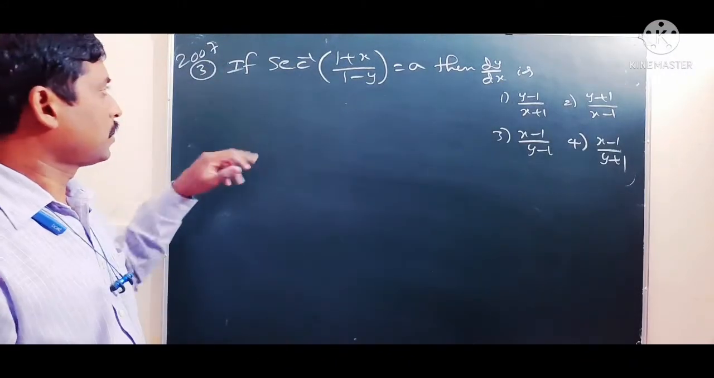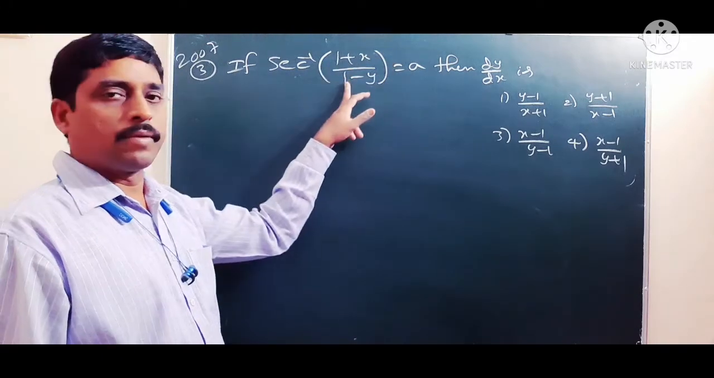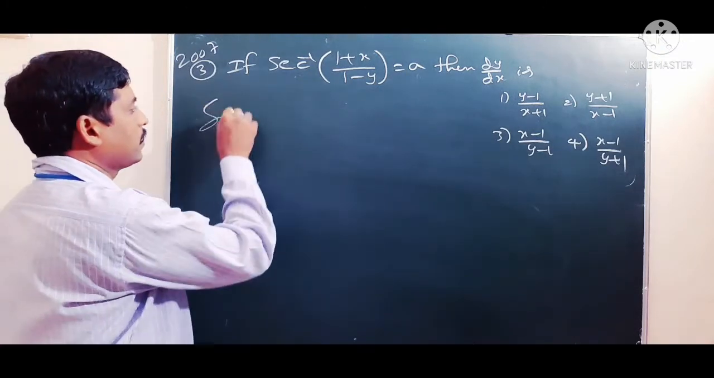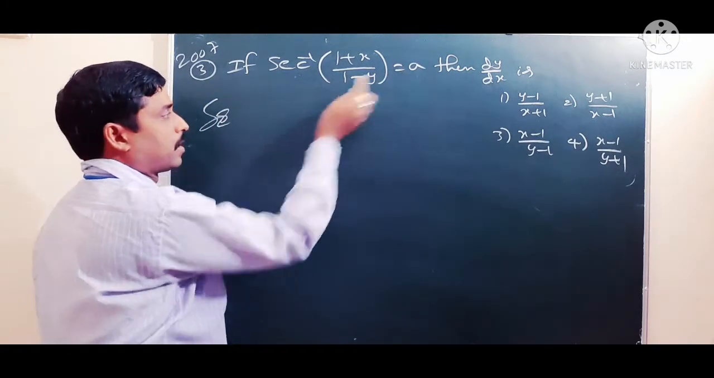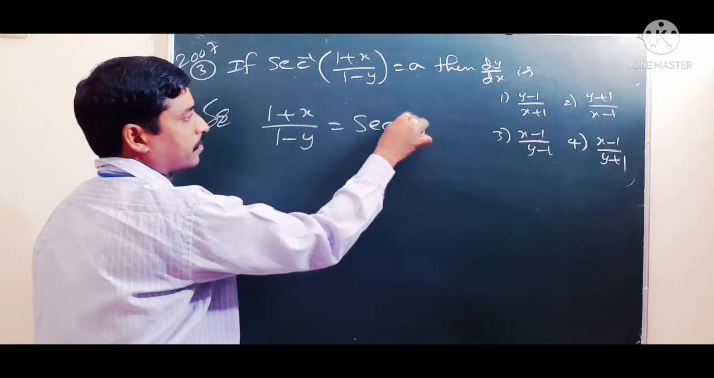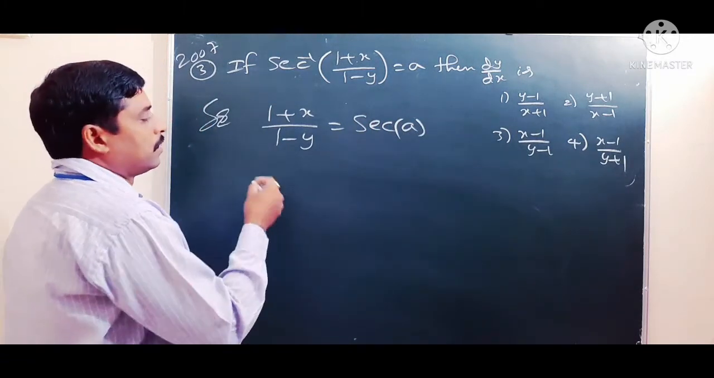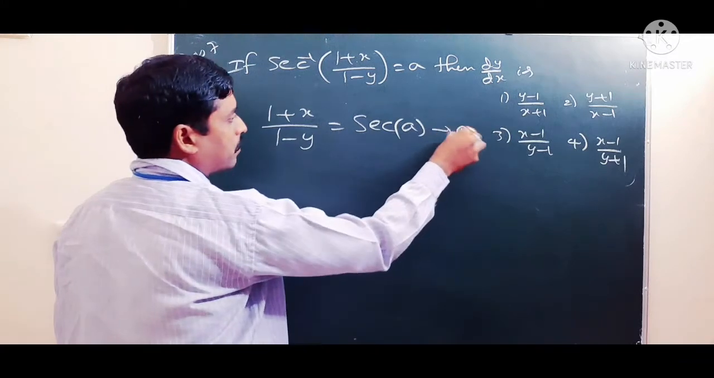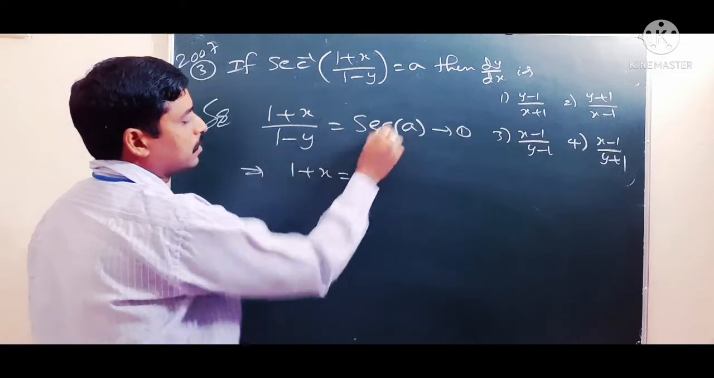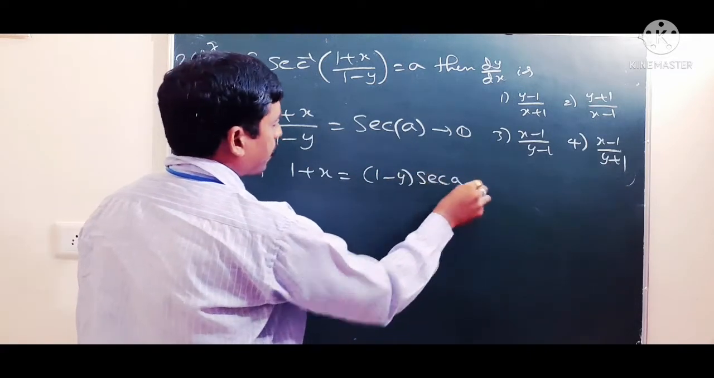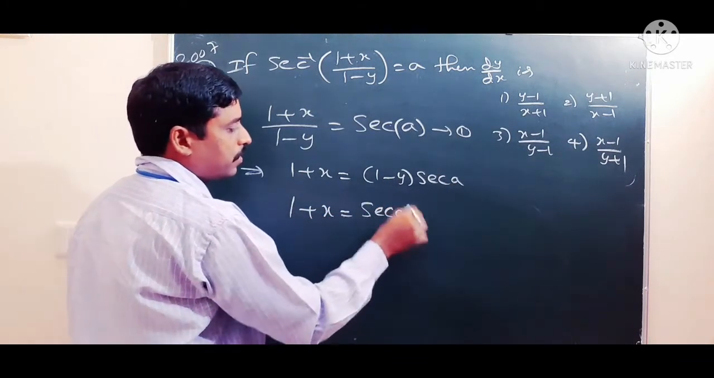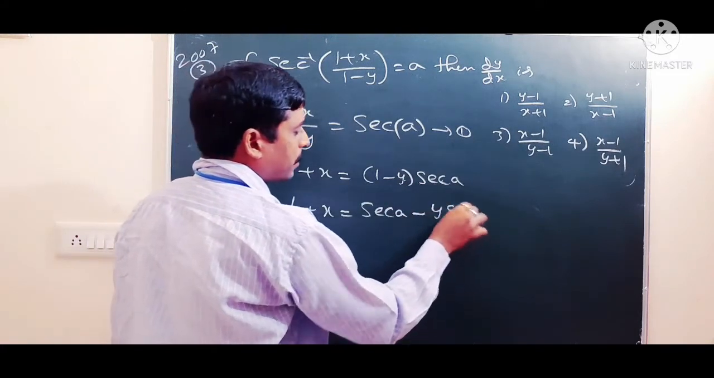This is from 2007 question. Secant inverse of 1 plus x by 1 minus y equal to a. Then we have to find dy by dx. So what is given? Secant inverse of this function equal to a. Therefore 1 plus x by 1 minus y will be equal to secant of a. Let us take this as first equation. By cross multiplication, 1 plus x is equal to 1 minus y into secant a. Now 1 plus x is equal to secant a multiplied with 1 minus y, that is secant a minus y into secant a.